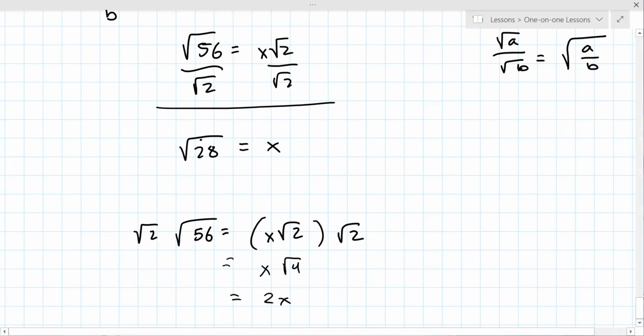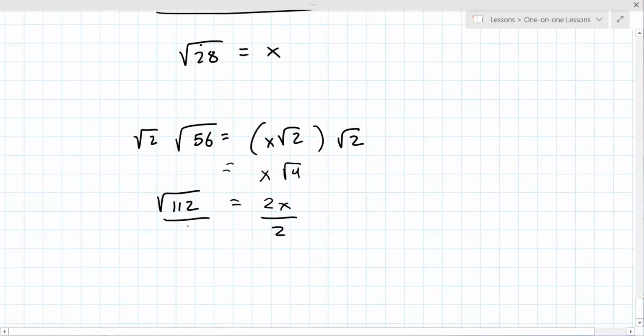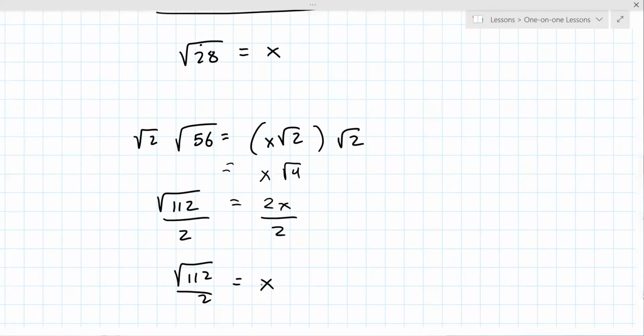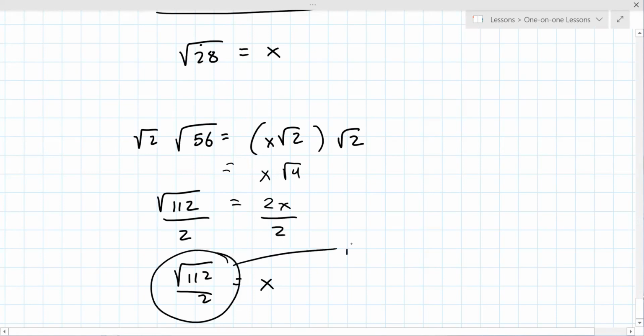So now you have the square root of 112 on this side. Now you've got to divide it by 2. What did I do wrong? When I multiplied square root of 56 with square root of 2, I got square root of 112 over 2. Well, this is correct, but it's not reduced.